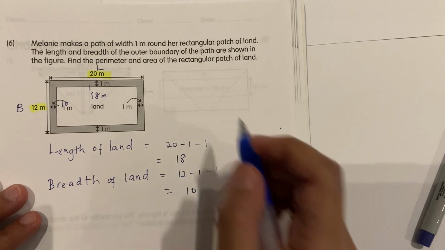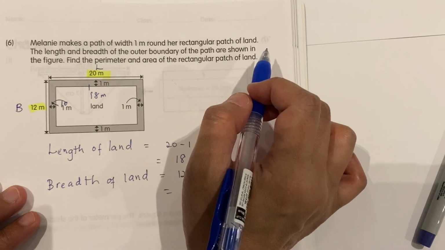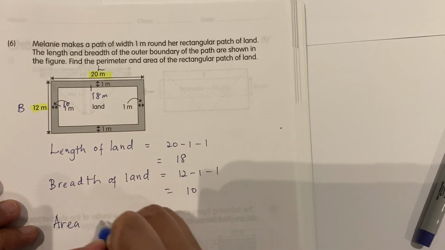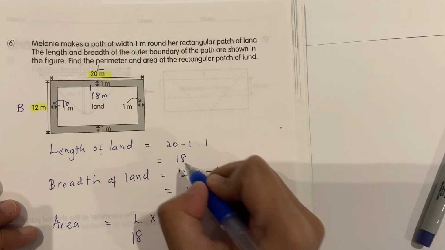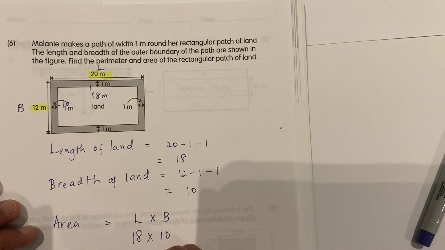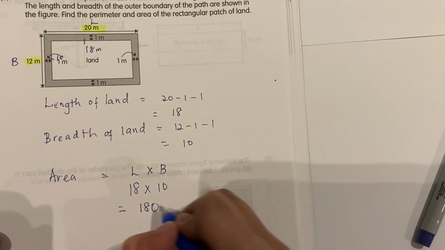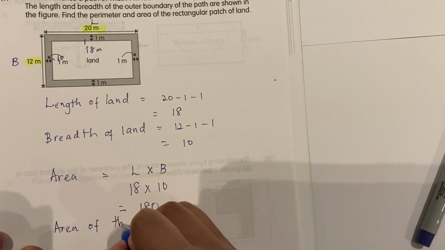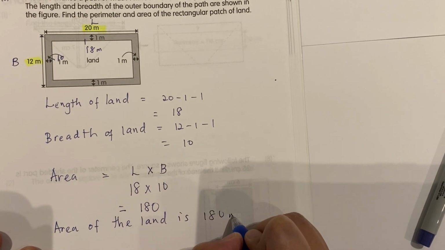So they ask you to find the perimeter and area of the rectangular patch. So let's find the area first, okay? Area is equal to length times breadth. That's 18 times 10, your answer will be 180. So the area of the land is 180 square meters.